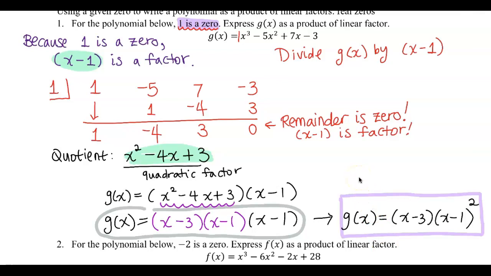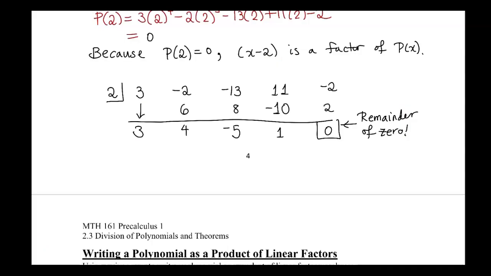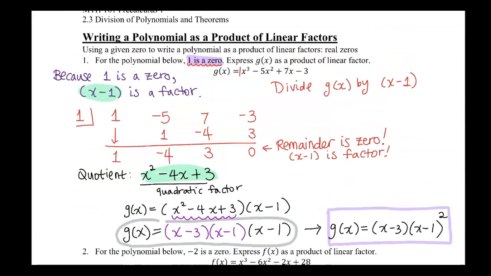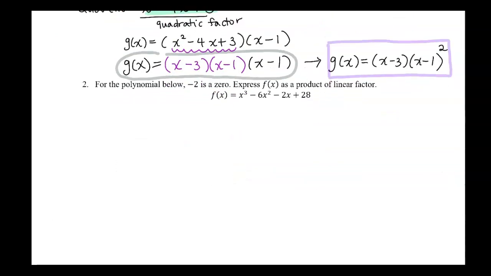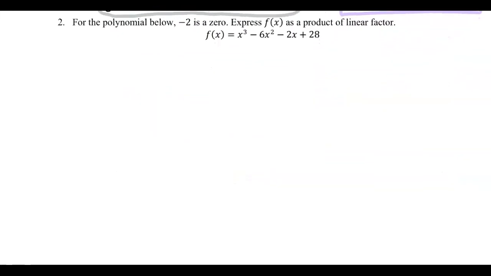Okay, I will go ahead and now go over the second problem. On the second one, we're still writing a polynomial as a product of linear factors. And in this section and the next, we will be given a starting point. They said for the polynomial below, they're giving us that -2 is a 0. So what does that mean? If -2 is a 0, then x plus 2 is a factor. Okay, so we have one factor already, and looking at the degree of this polynomial, which is 3, we just need to find 2 more, because we need 3 in total.